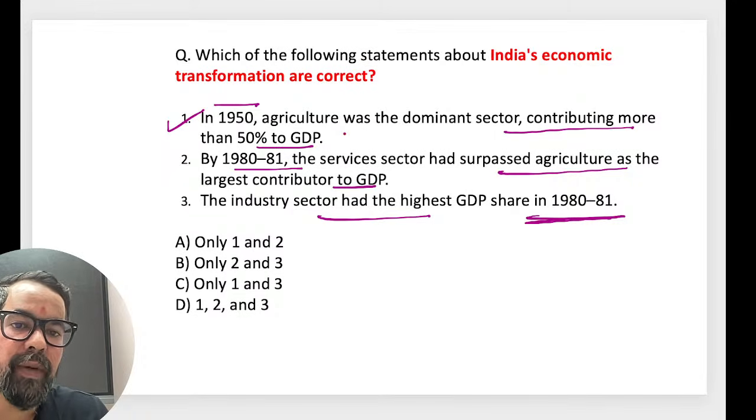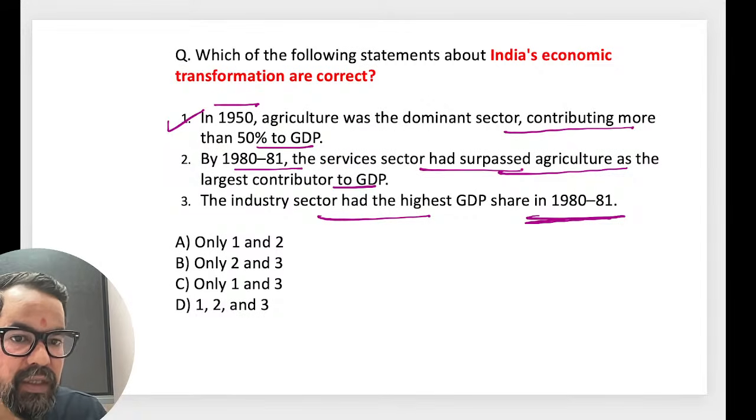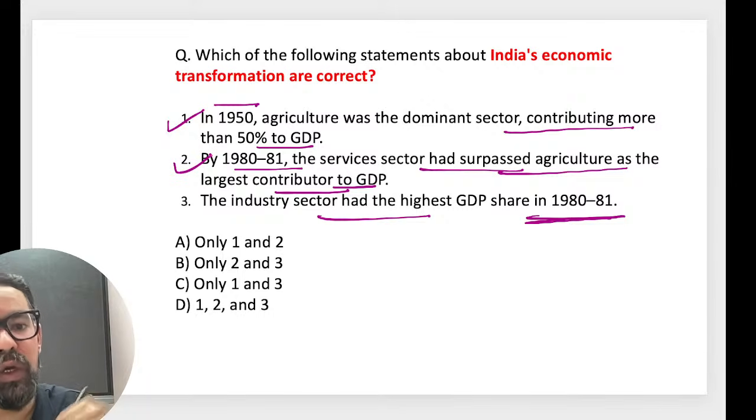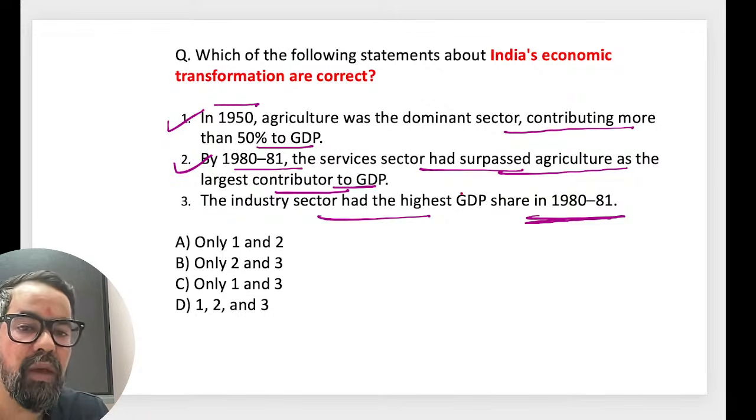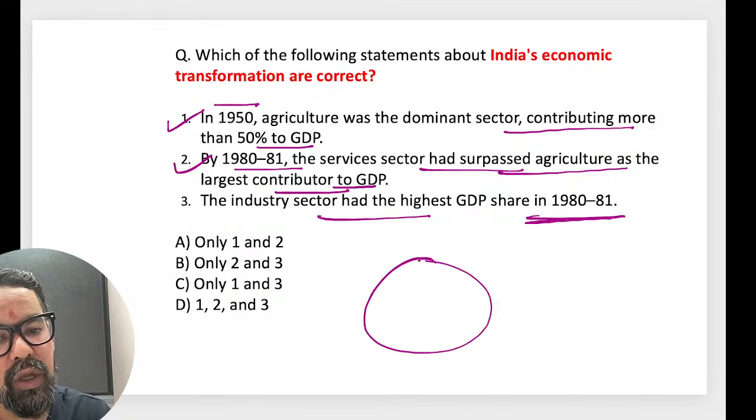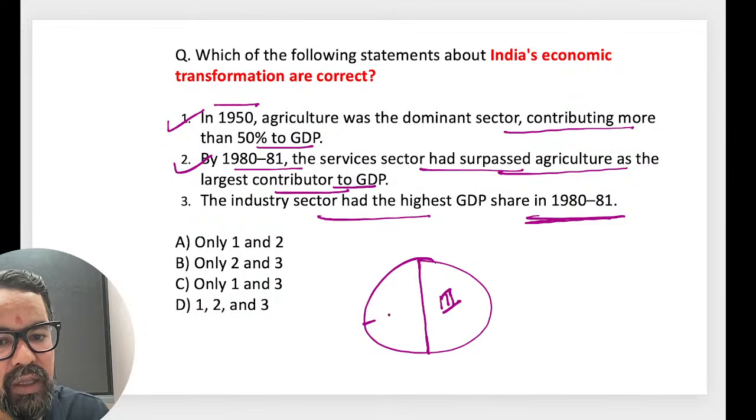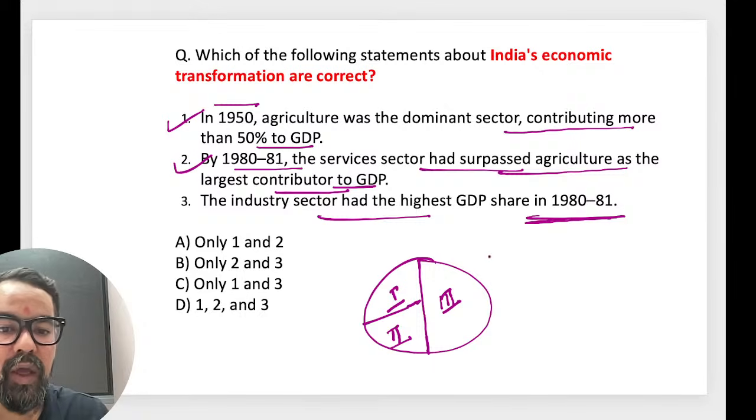When it comes to the second statement, in 1981 the service sector surpassed agriculture as the largest contributor to GDP, and even today also. So the industrial sector had the highest? No. When it comes to contribution, we have maximum contribution from the tertiary service sector, then secondary, then primary, right?